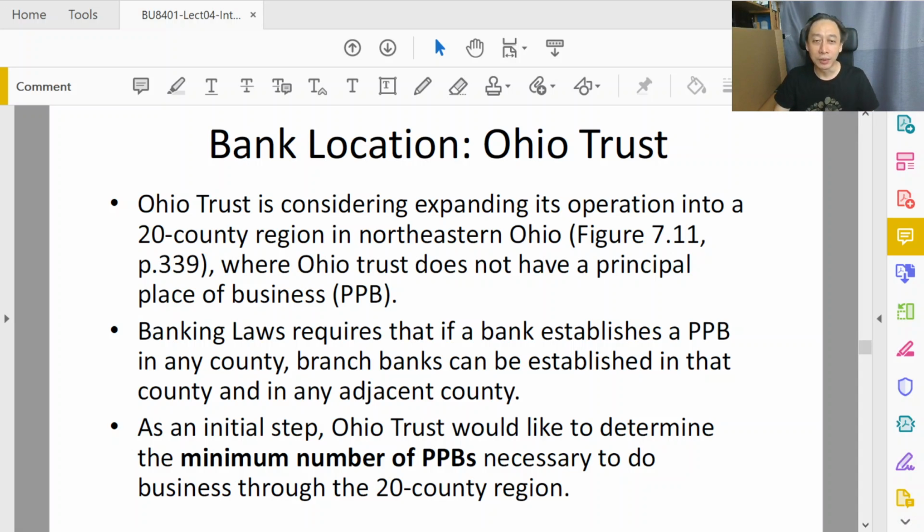Now, what it's trying to say here is that the bank needs to comply with the banking laws, and the law says, at least in this example, that the bank must have at least a branch that is accessible to people in a county or from an adjacent county. So in other words, any person in any county should have access to at least one bank branch, either in the same county or in at least one of the adjacent counties. You can have more, but you must have at least one.